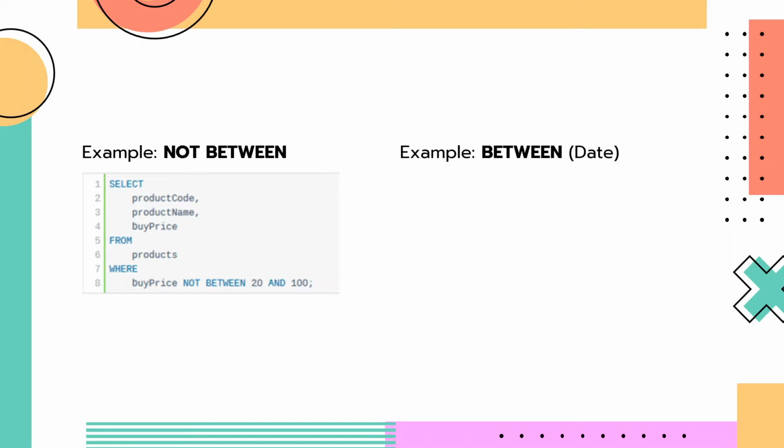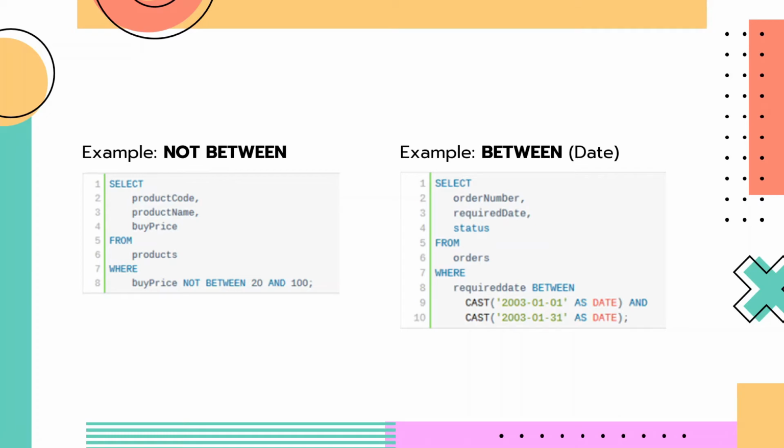We also can use the BETWEEN operator to specify data in a certain range of dates. On the right side, you can see an example of using the BETWEEN operator with dates. Select orderNumber, requiredDate, status from orders where requiredDate BETWEEN CAST('2003-01-01' AS DATE) AND CAST('2003-01-31' AS DATE). So the syntax will return the data if requiredDate is from 1 January 2003 until 31 January 2003.